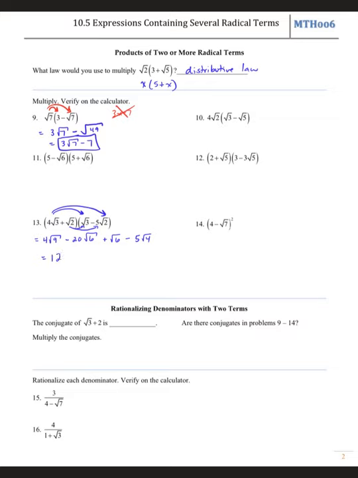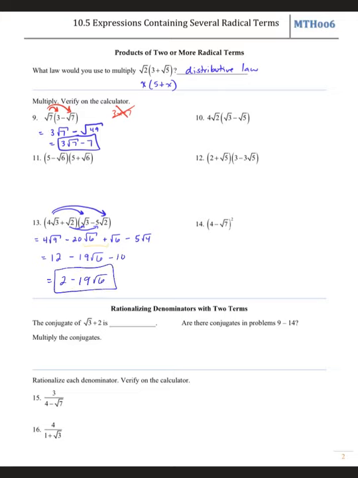Now, the middle two terms are going to be like terms because they both have the same radical. So negative 20 plus 1 would be negative 19 times the square root of 6. And then this last term, well, we know the square root of 4 is 2. 5 times 2 would be 10. So this would be a negative 10. Now we need to keep combining like terms. 12 minus 10 is 2 minus 19 times the square root of 6.